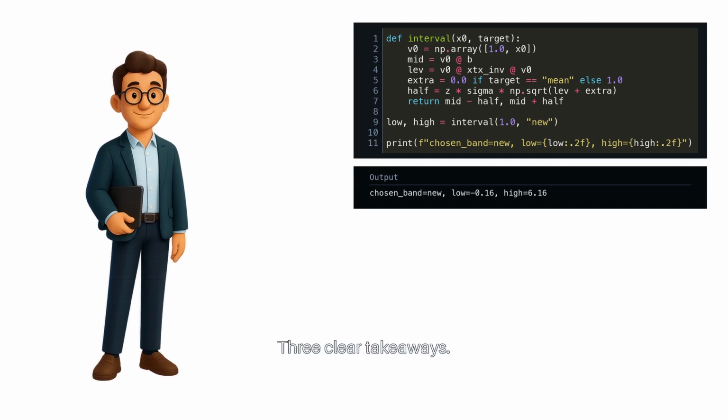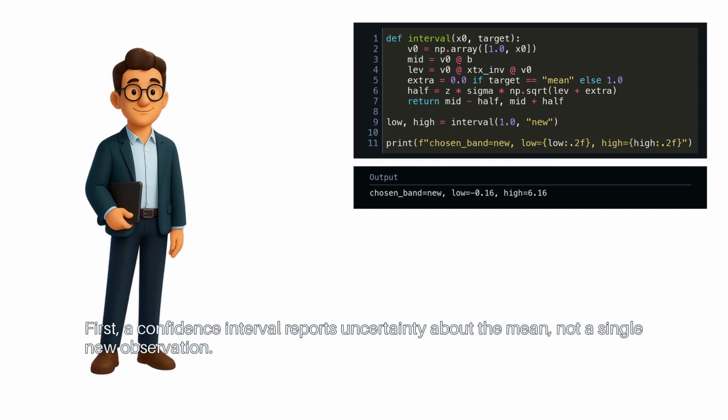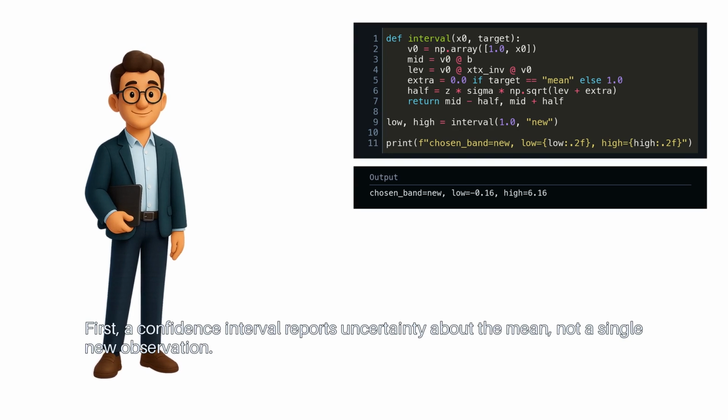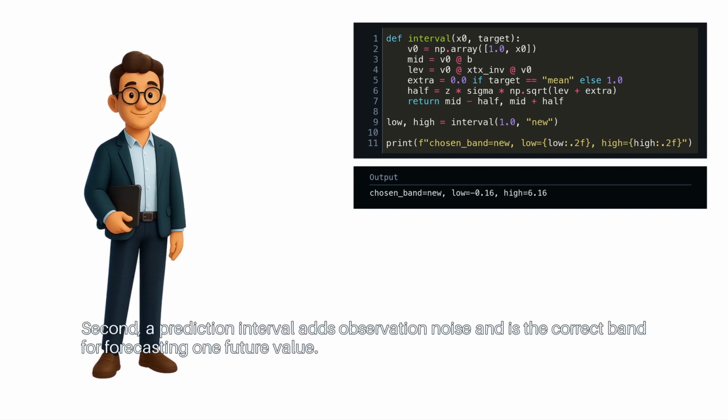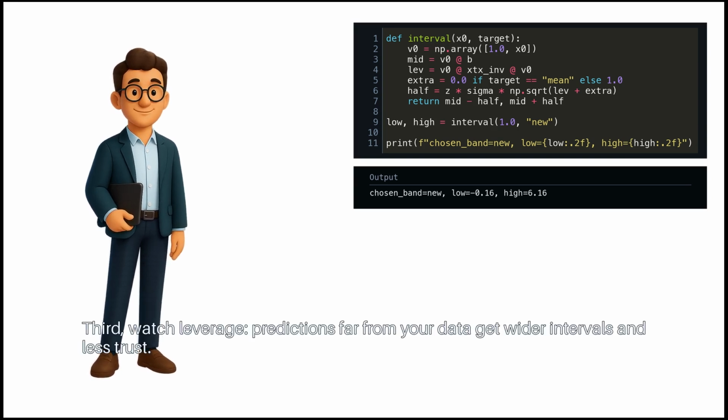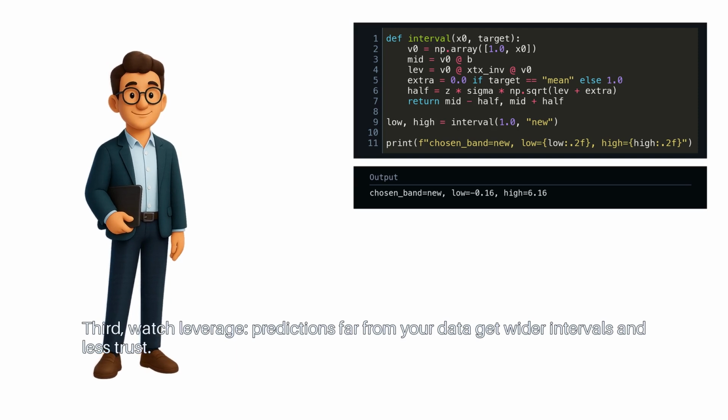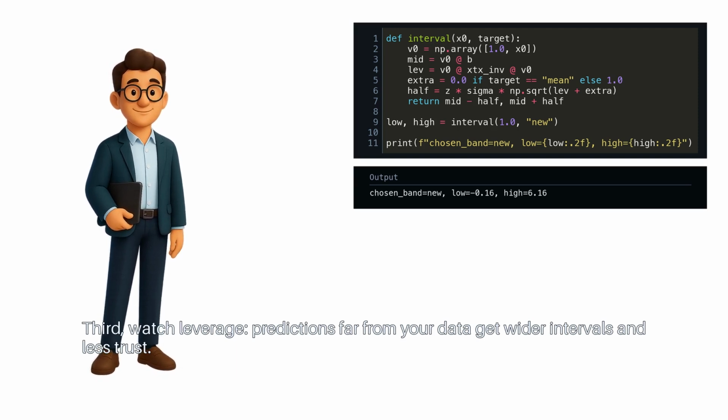3 clear takeaways. First, a confidence interval reports uncertainty about the mean, not a single new observation. Second, a prediction interval adds observation noise and is the correct band for forecasting one future value. Third, watch leverage. Predictions far from your data get wider intervals and less trust.